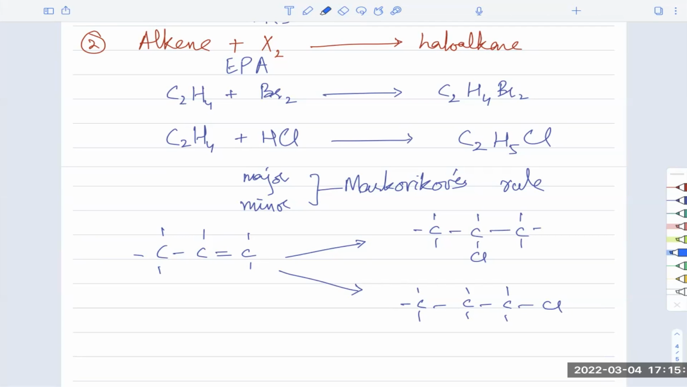So this is the first one. The first one will be my major product, because the second carbon in there has a higher chance of creating a carbocation. It's a more stable carbocation, which is why it gets the more negative thing, the chloride. Of course, in the case of ethene, that's irrelevant.